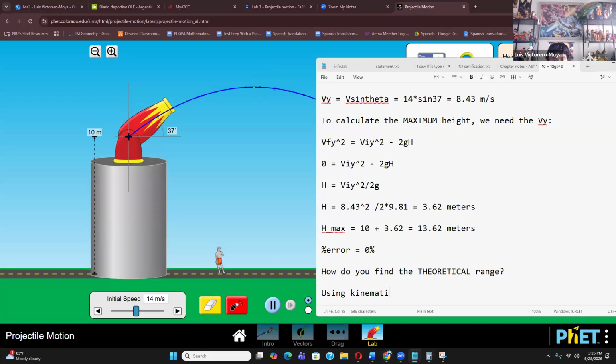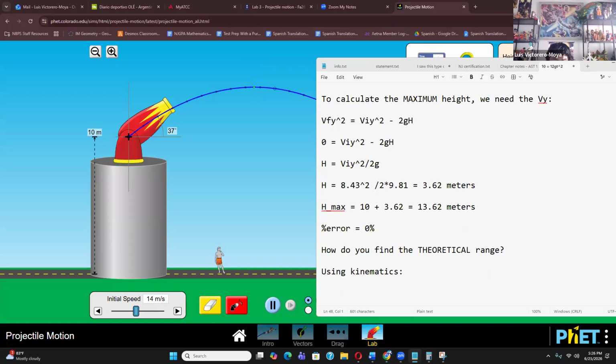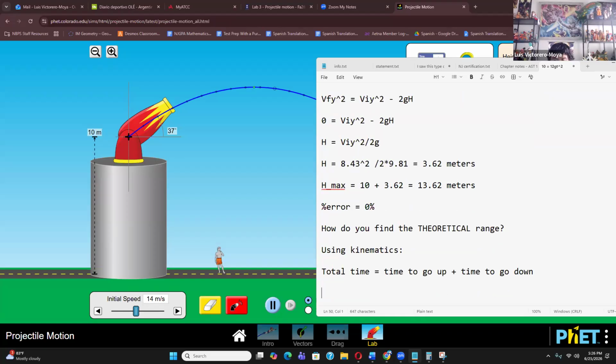Using kinematics, the total time is the time to go up plus the time to go down. So the time to go up is the time it took to reach the 3.62 meters.